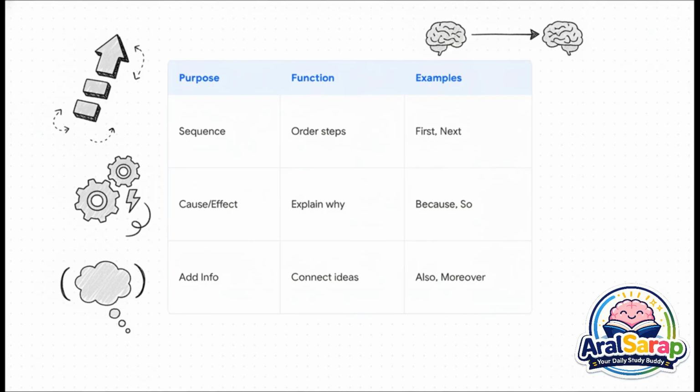First up, for sequences or steps, we use words like first, next, or finally to logically order a process. Pretty straightforward. Next, cause and effect words. Think because, so, and therefore. These explain why things happen. And finally, when you just need to connect similar ideas together and add information, you'd use transitional words like moreover or additionally. Basically, these words give your writing that smooth, logical flow.